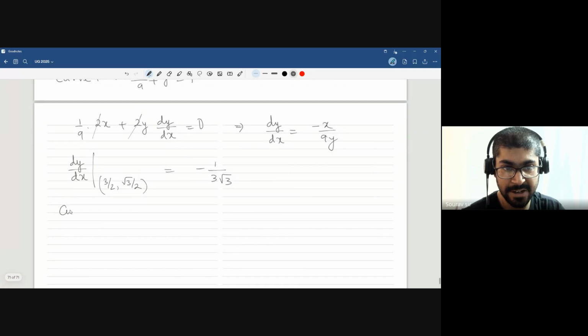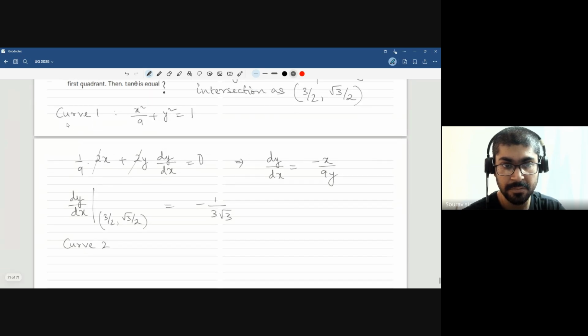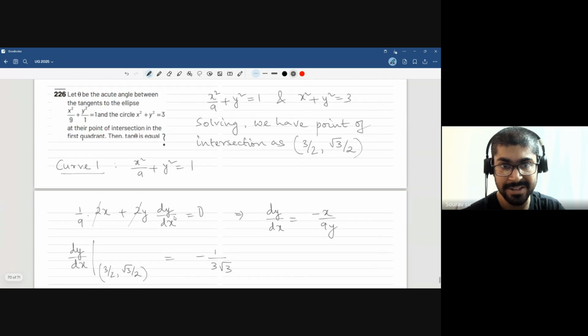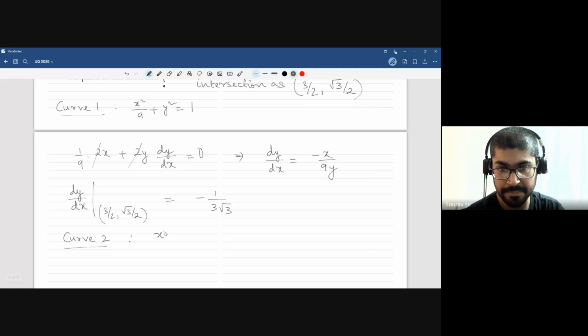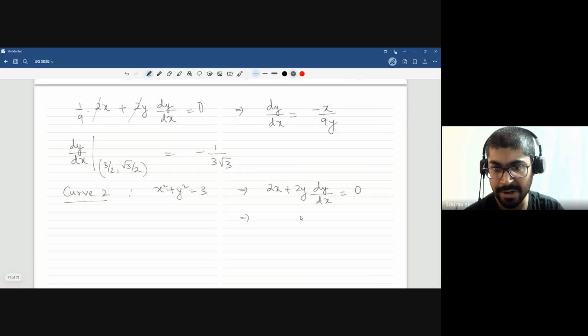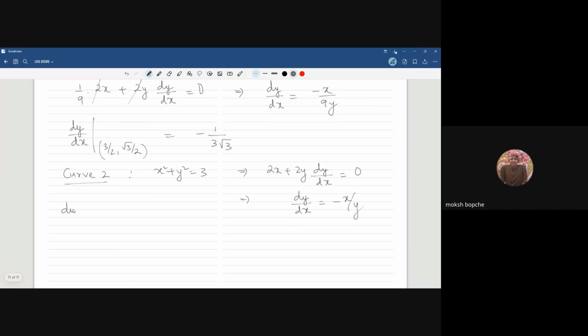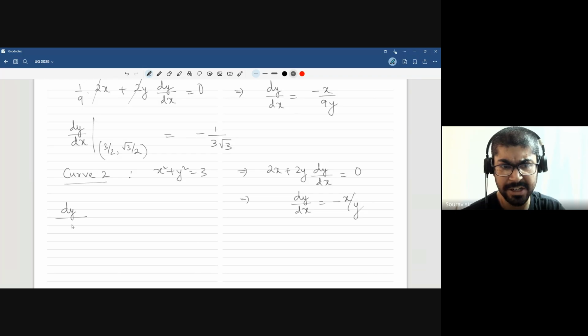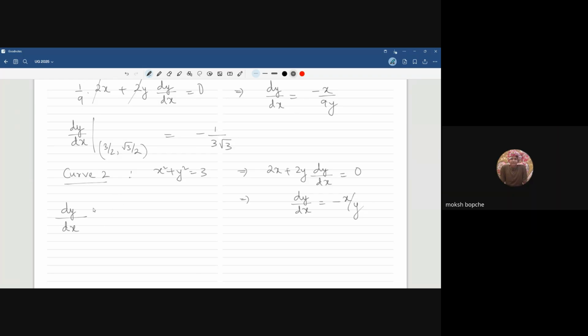Now you do the same for the second curve. That is x square plus y square is equal to 3. Right? So that means 2x plus 2y dy dx is equal to 0, which would mean dy dx is equal to minus y by x. No, minus x by y. Sir, minus 2 by root 3 is the answer. No, not minus, because there is a modulus, right? Oh, yes, yes, sorry. 2 by root 3.